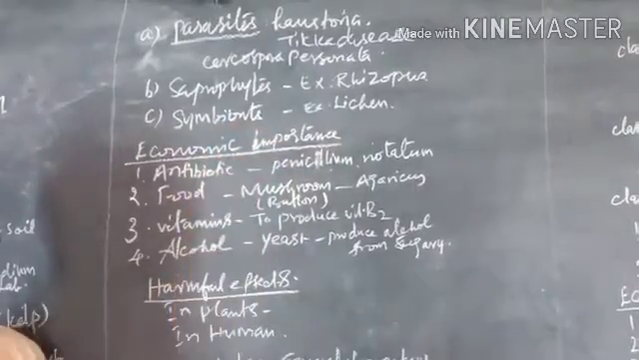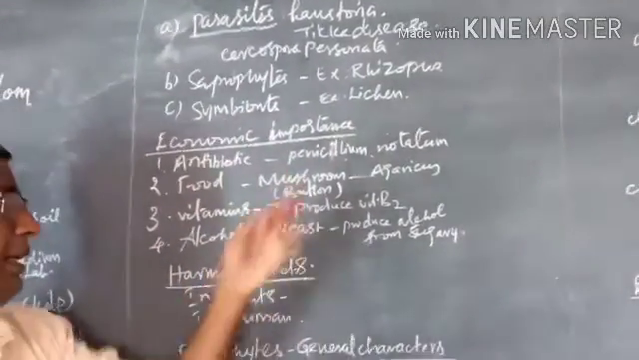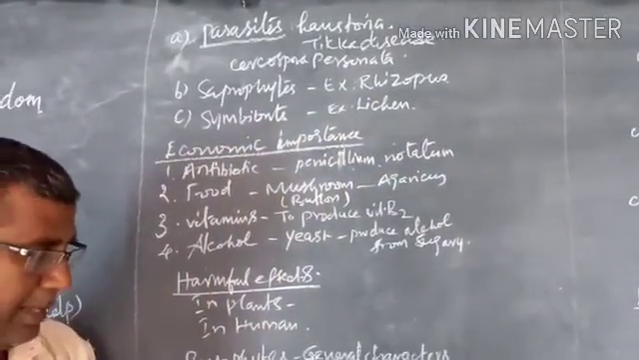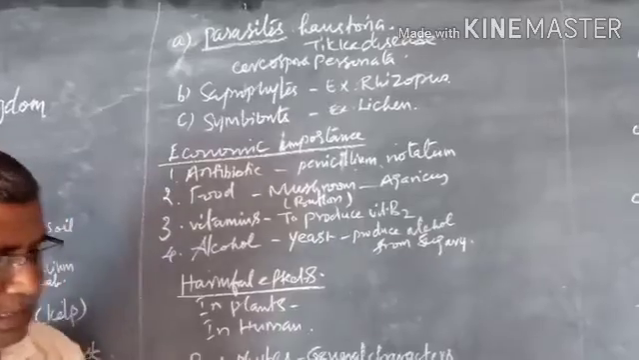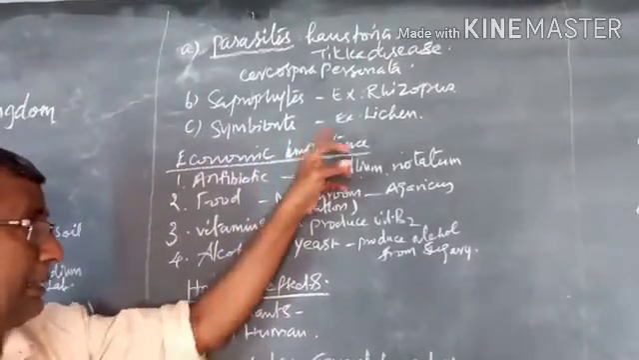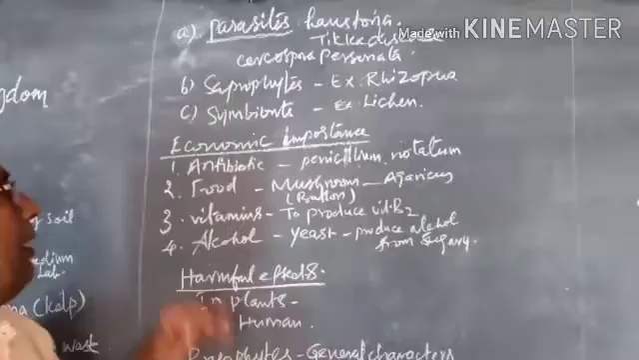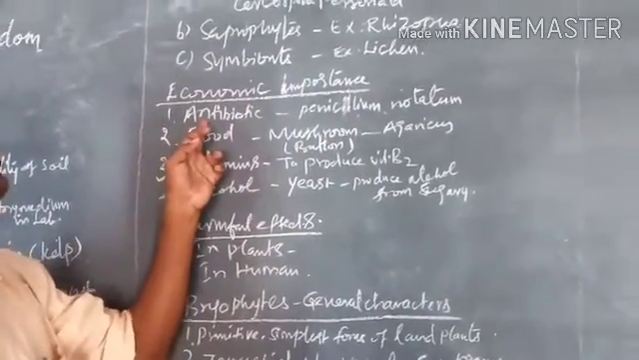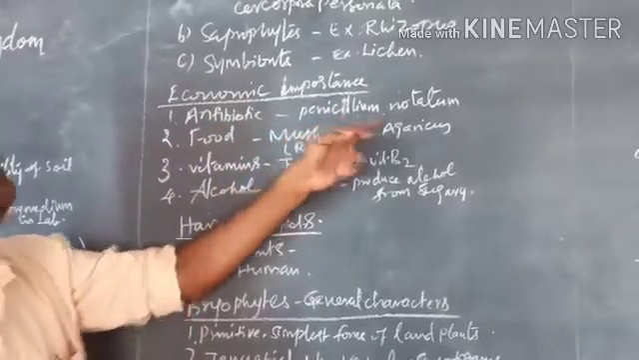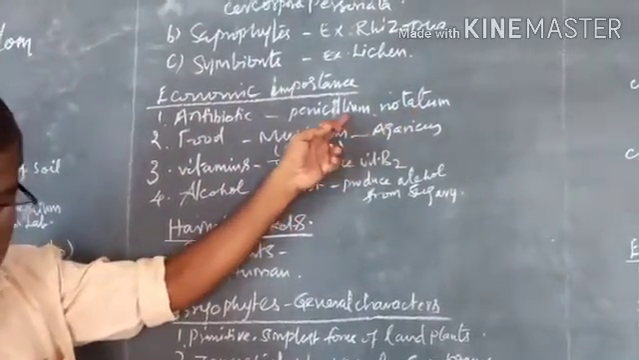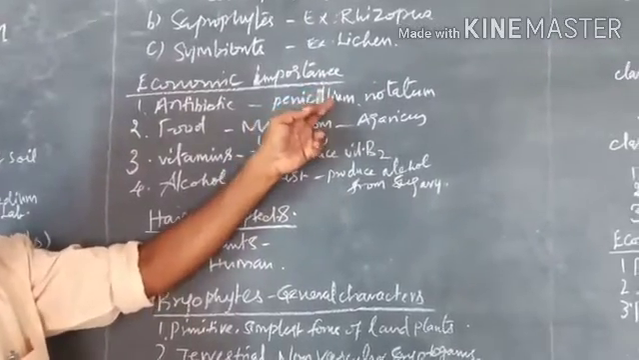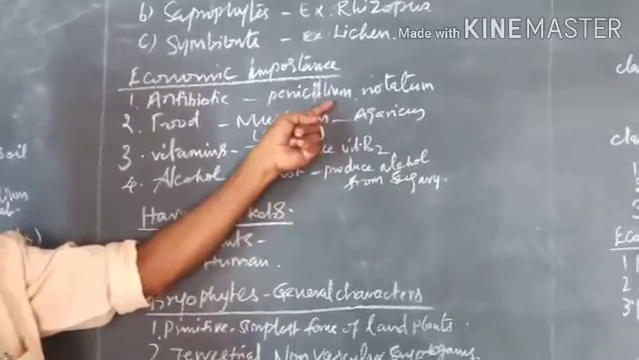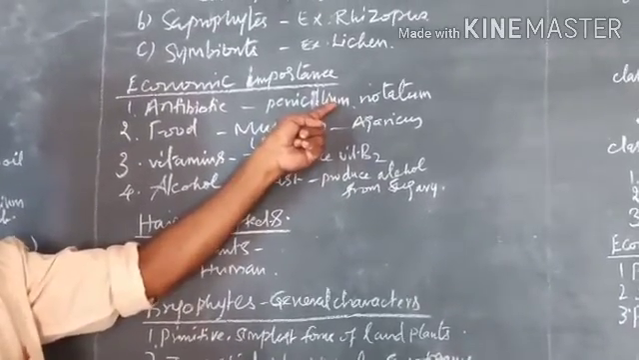Symbionts are mutually benefited, both are benefited. Example, lichen. Some fungi live symbiotically with higher plants. Example, mycorrhiza. What are the economic importance of fungi? They are used as antibiotics. Penicillium notatum gives penicillin, and gentamicin, erythromycin and neomycin are also extracted from such fungi, which cure various diseases.